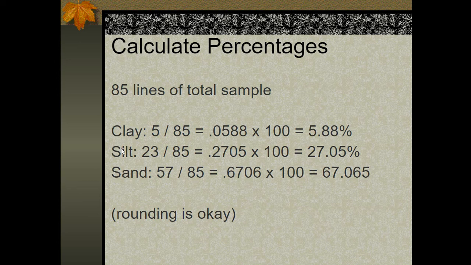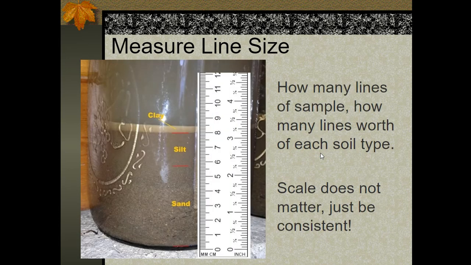I did the same thing for silt. 23 divided by 85, multiply that answer by 100, I get about 27%. Sand, 57 over 85, I get about 67%. It's, again, okay to round. You are never going to get this precise on your texture triangles. That's okay.